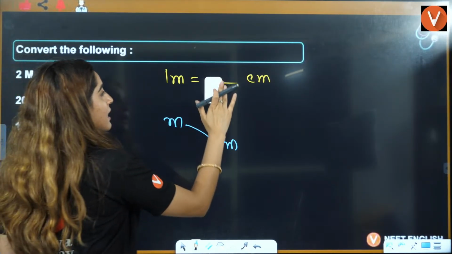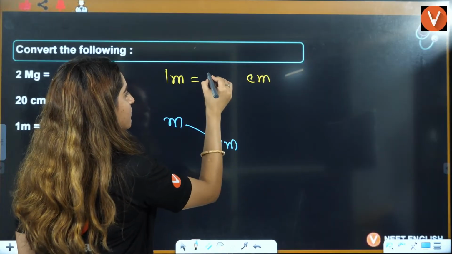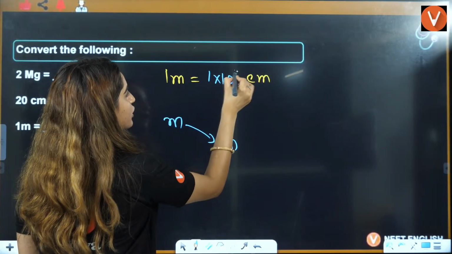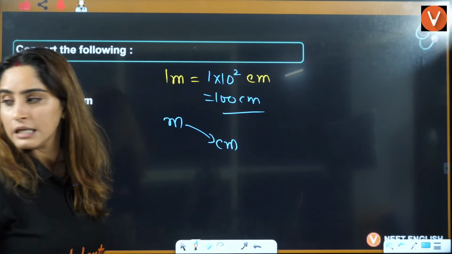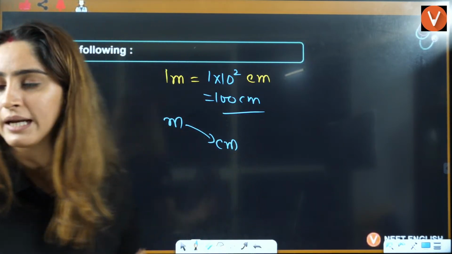Okay, so larger to smaller is always multiplied. So it will be 1 into 10 raised to power 2, that is 100 centimeter. Right, everybody? This was our conversion.